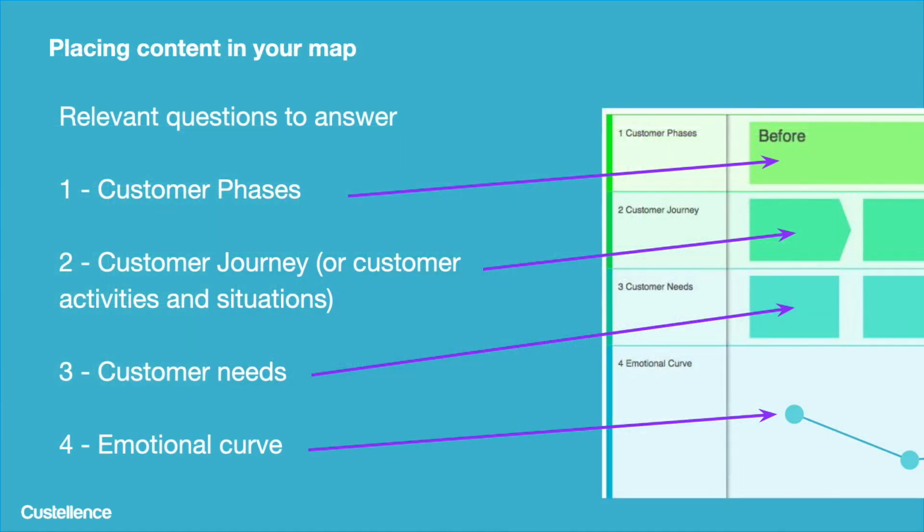So now it's time to actually place the content in your lanes. So before, during, after, that's pretty straightforward. And the customer journey starts with different activities, start in the during, as I said before, place the customer needs, and draw an emotional curve. So now you know where to start.